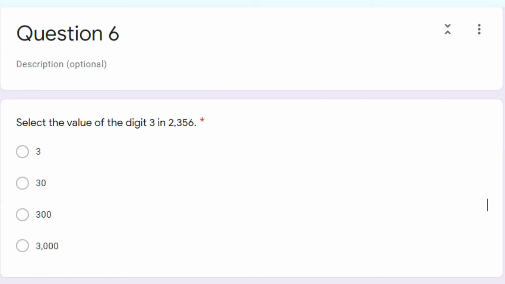Question number 6. It says select the value of the digit in the number. So you're going to look at the big long number, find the one number they're asking you about, and then tell what place value that is. Ones place, tens place, hundreds place, thousands place, right? So we know those place values. And then finally, the last part of that question is going to ask you which one's bigger. So you'll, again, compare the two numbers. We did the greater than, less than symbols earlier. One of them is bigger than the other. You can figure that out based on the place value.